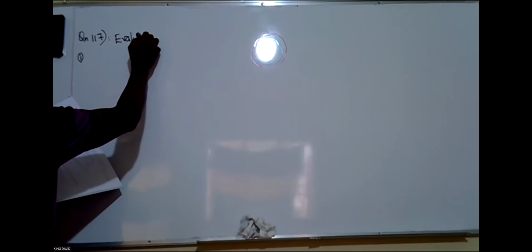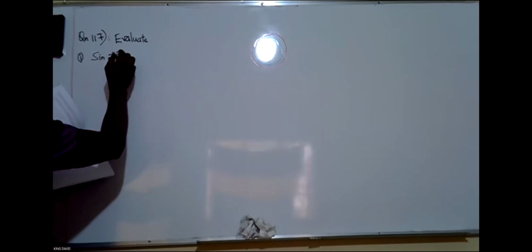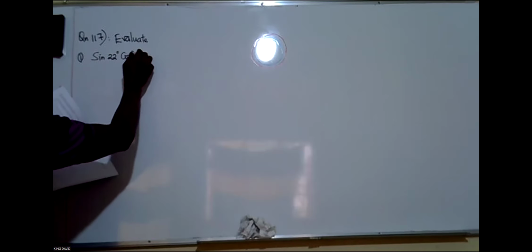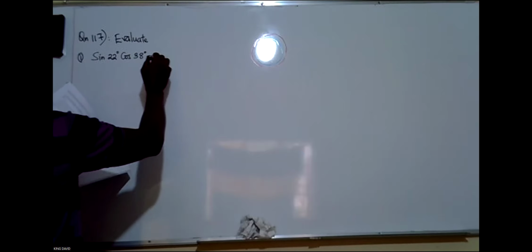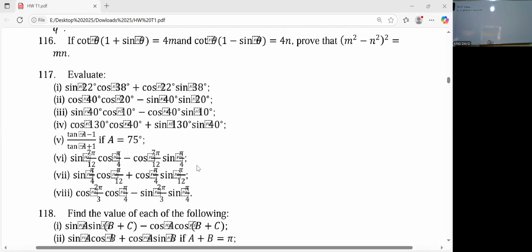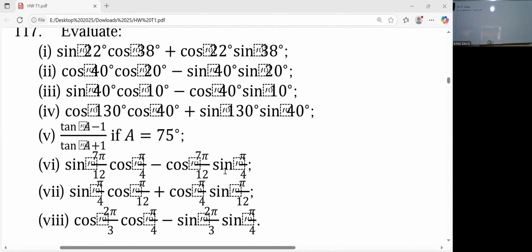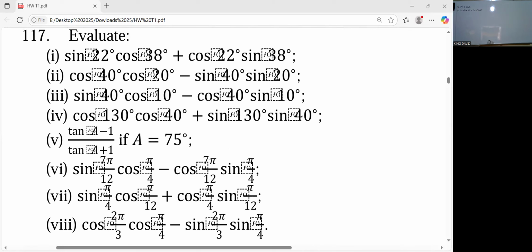So the first one, they tell us to evaluate sine of 22 degrees, cos of 38 degrees, plus the cos of 22 degrees, sine of 38 degrees. So that is our first question today. They want us to evaluate sine 22 cos 38 plus cos 22 sine of 38.